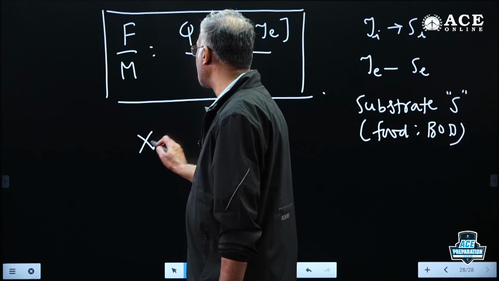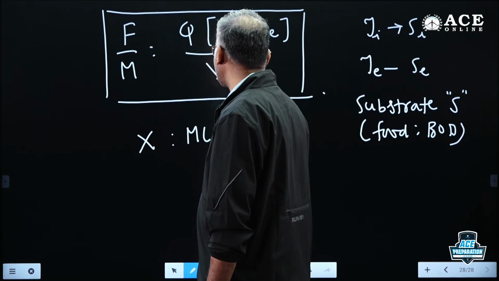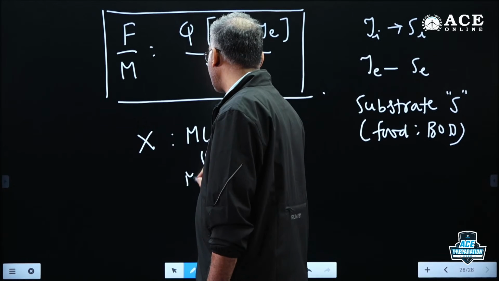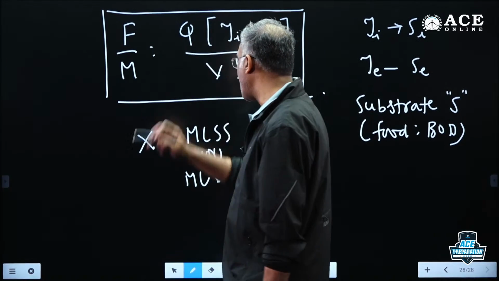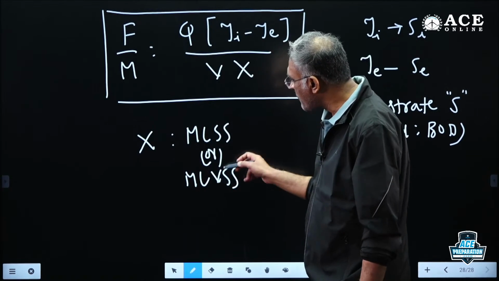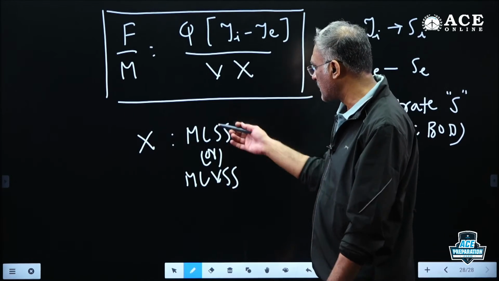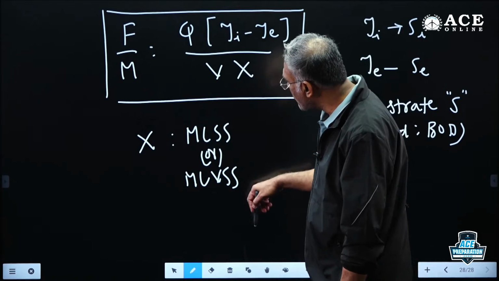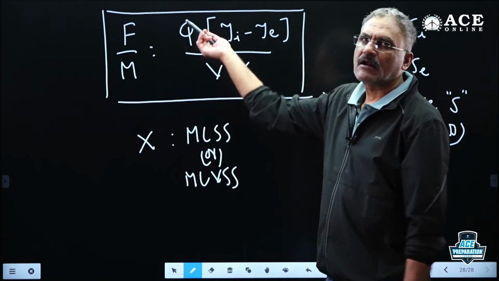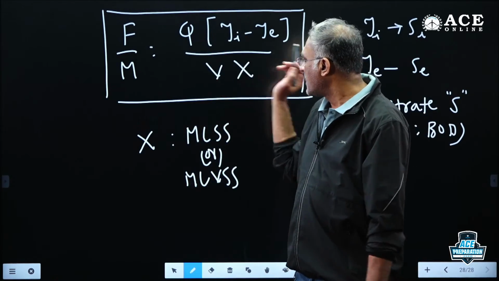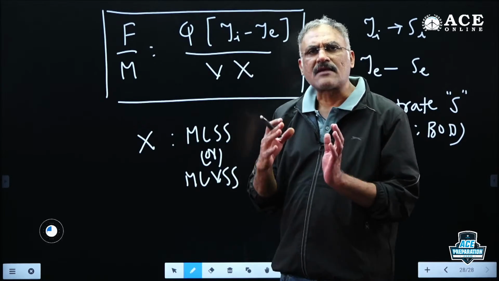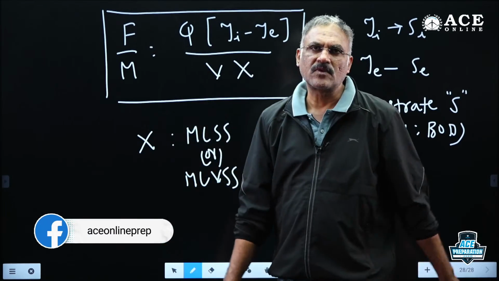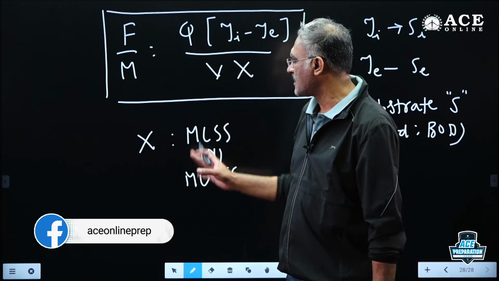This X is equal to MLSS. Sometimes it is MLSS, sometimes we take it as MLVSS. Whenever we talk about microorganisms, MLSS includes MLVSS as well. 80% of MLSS is MLVSS only. So whenever both of them are given to confuse you, whenever we talk about microorganisms, use MLVSS. In general, for solids we use MLSS. Okay, generally for F by M ratio we use MLVSS.